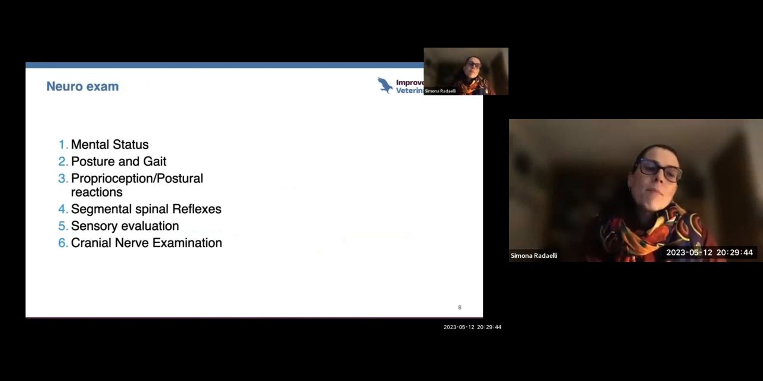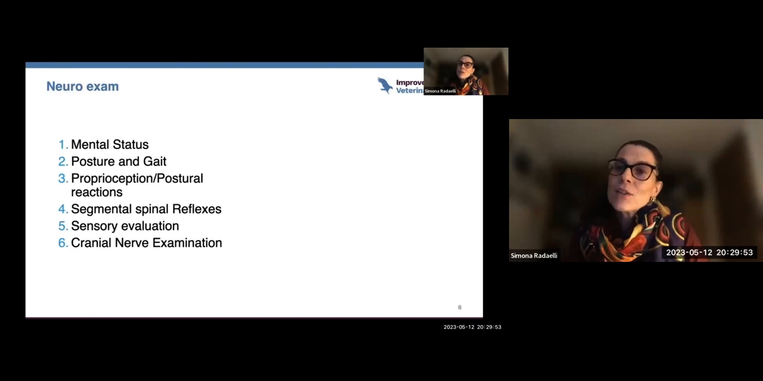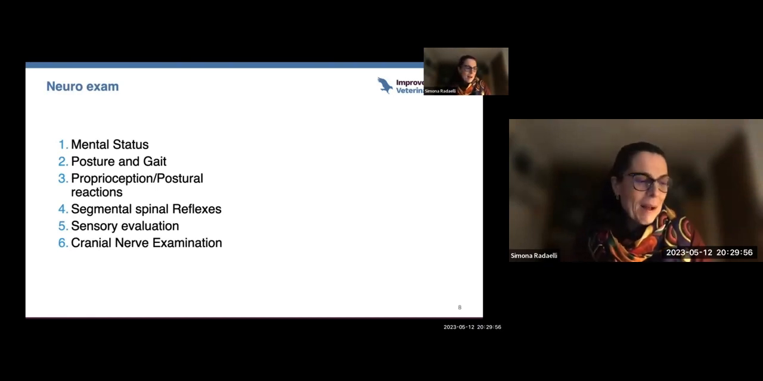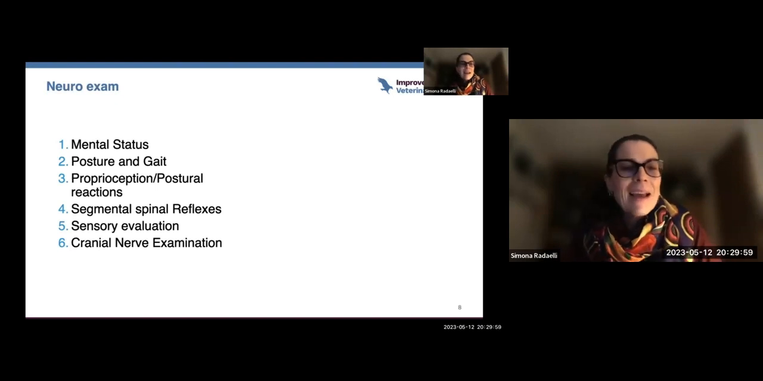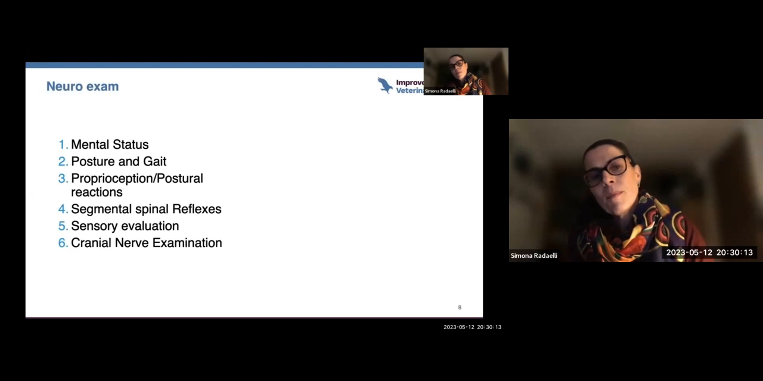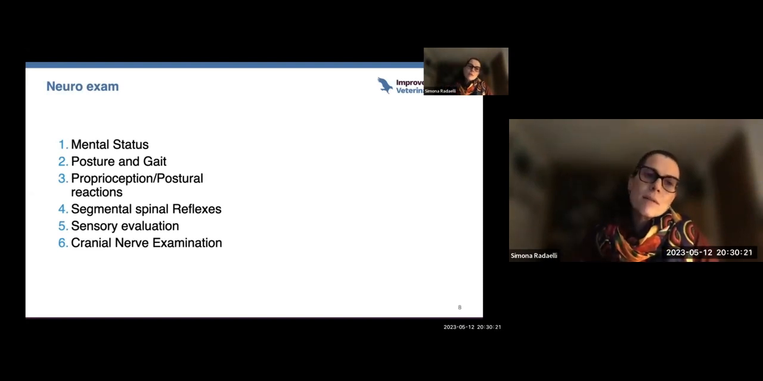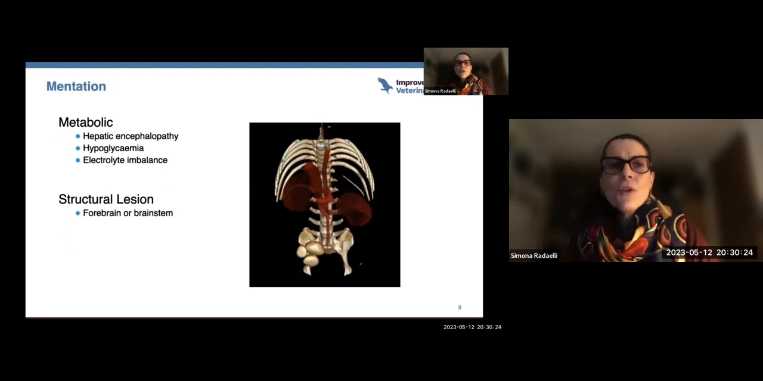We divided the neuro exam in 6 main steps. I'm taking you through some of them, not all of them, of course. This will be part of lesson module 1 of the course that I will be teaching. But just to give an overview, we divide it in hands-off examination and hands-on examination. Hands-off examination is the mental status and posture and gait. And then we do the hands-on, where we test the postural reactions, the segmental spinal reflexes, the cranial nerves, and the sensory evaluation. So let's have a look at some of the neuro exam.